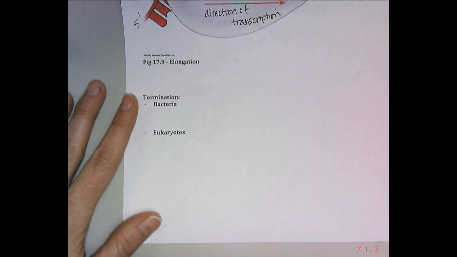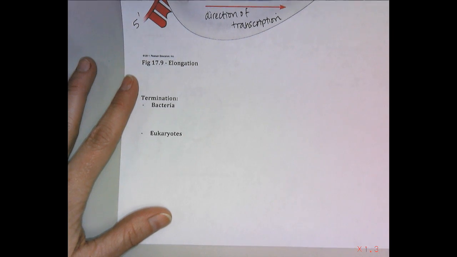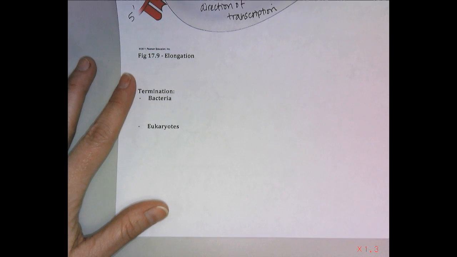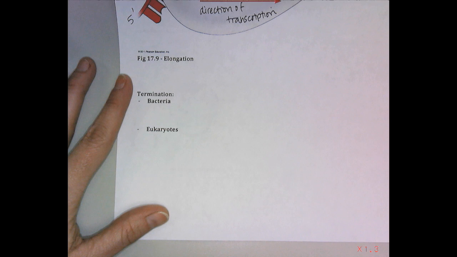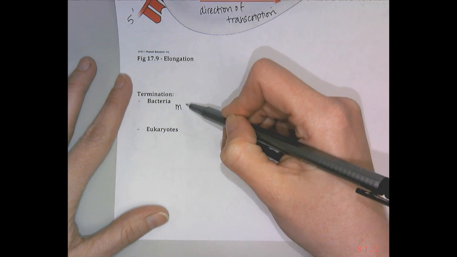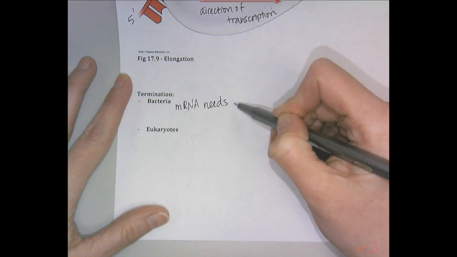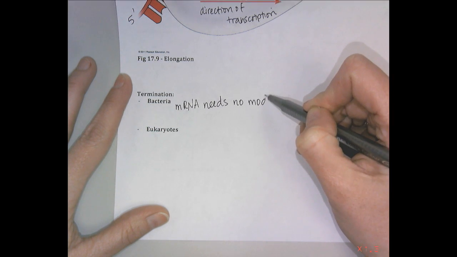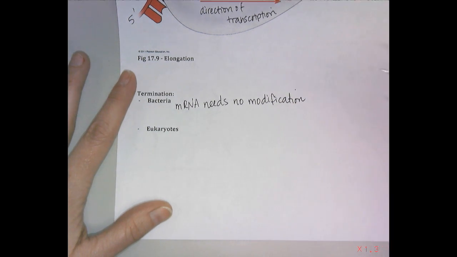How does it know how to stop? Things are a little bit different between prokaryotes and eukaryotes. So specifically, in bacteria, the polymerase will stop when it reaches the terminator, and then mRNA is ready to go. It's finished. It doesn't need any further modification. So I'm just going to write that down. It's ready to be translated.